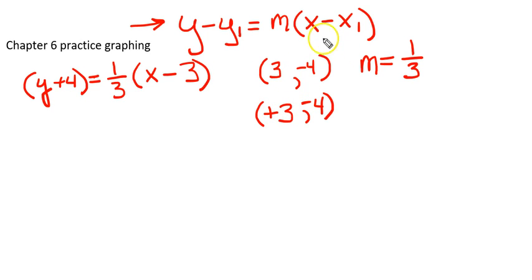Okay, so you have to be careful about that, because this is one of the kinds of questions you're going to get. They'll give it to you in point slope form. They'll say, what was the point? Remember, it's the opposite sign. That was the point. Now they want you to graph it.